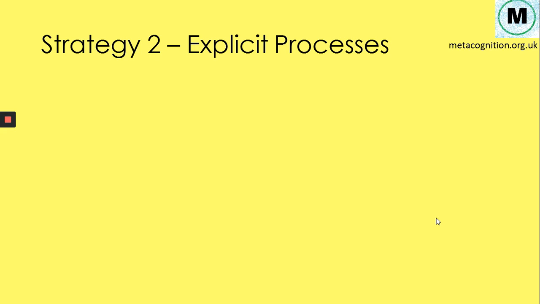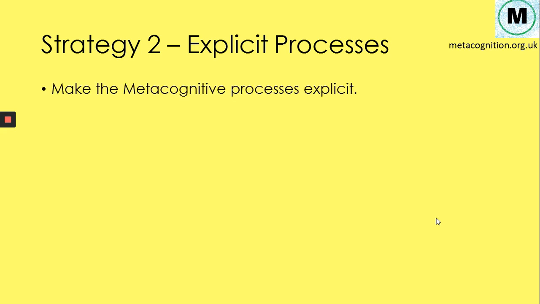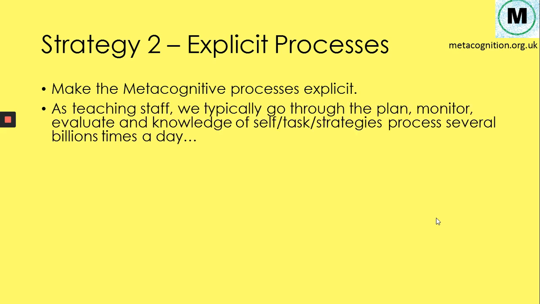So I mentioned this in the previous video. Make the 2 metacognitive processes explicit. We go through the plan, monitor, and evaluate stage process and the knowledge of self, task, and strategies process. Several trillion times a day it feels like we're always planning, we're always monitoring to check progress, we're always evaluating.